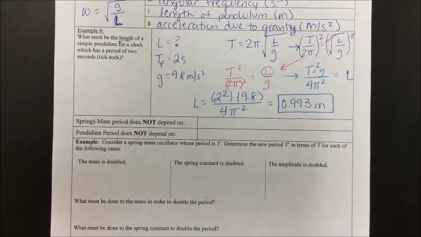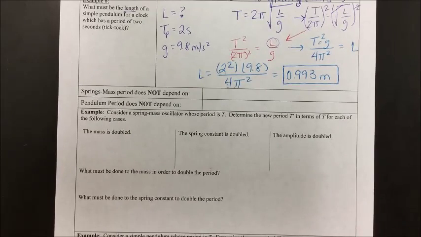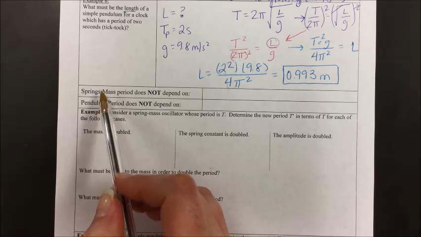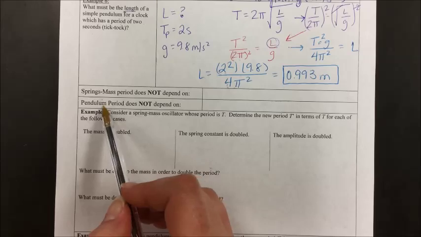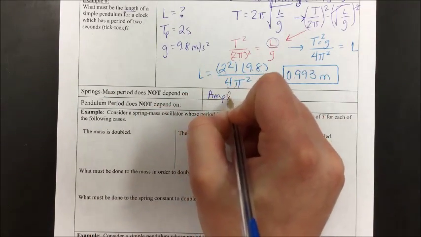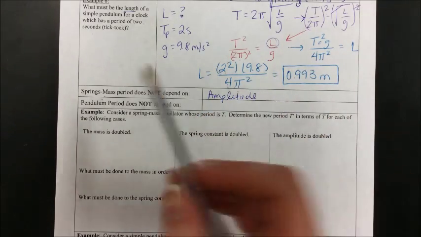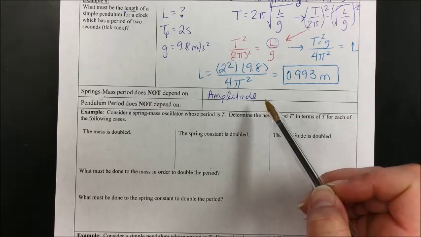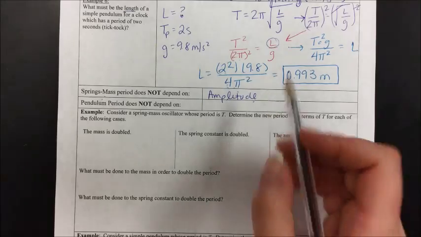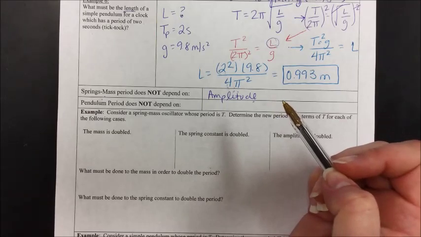Now we can always look at the formula to see what affects the period of our spring mass oscillator or our pendulum. And things that we need to see that don't matter. In a spring mass, the amplitude does not affect how long the period is. So if I pull the mass down farther, that doesn't actually change the length of my period. The only thing that affects it is the mass and the spring constant.